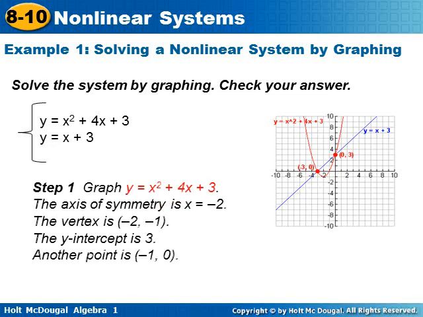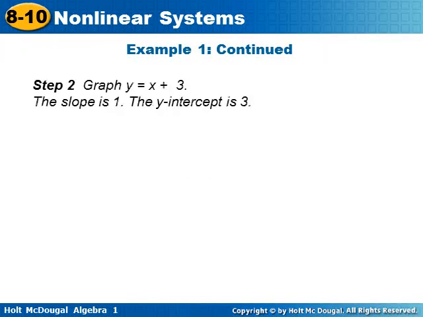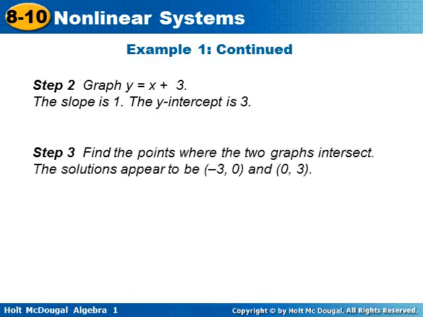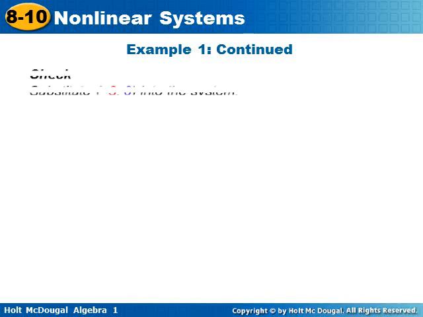So you're going to graph y equals x squared plus 4x plus 3, and you're going to graph the axis of symmetry, which is x equals -2, the vertex -2, -1, the y-intercept is 3, and then they pick another point, -1, 0, or you could have just reflected the 3, the y-intercept, across. Graph y equals x plus 3, the slope is 1, the y-intercept is 3, and then find the points where the two graphs intersect. The solutions appear to be at -3, 0, and 0, 3.